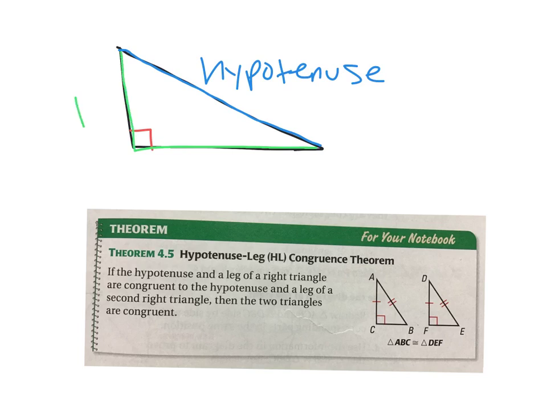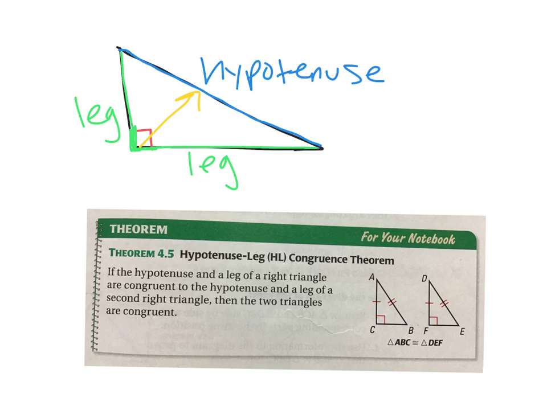Leg. Yeah, those are considered the legs. They will always touch the right angle. And the hypotenuse will always be directly across from the right angle. Okay, when you're dealing with right triangles. So there's some vocab words for you. So now let's look at the theorem. The hypotenuse leg congruence theorem. If the hypotenuse and a leg of the right triangle are congruent to the hypotenuse and the leg of a second right triangle, then the two are congruent.